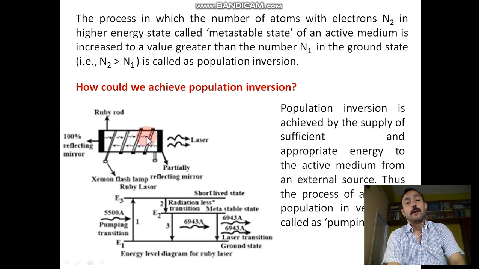Now using the partially reflecting mirror, this light is fed back and it is stimulating the atoms at the energy state E2. These atoms will come down releasing a matching photon. So light is amplified here by means of radiation. This is how the ruby rod will produce laser light.